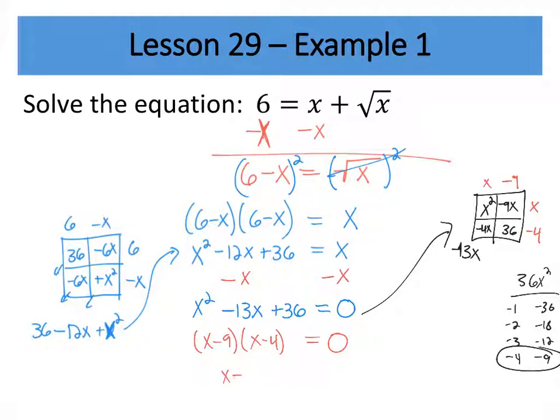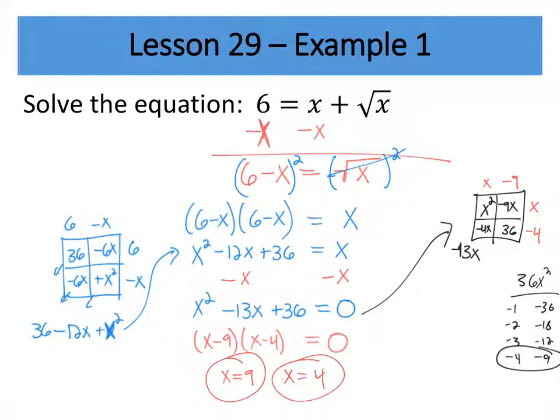X is 9, because when x is 9, that's a 0, and 0 times stuff is 0. And x is also 4. Now I'd recommend plugging these back in and checking that those two answers actually do what they say they'll do. For now, we'll go ahead and accept that.